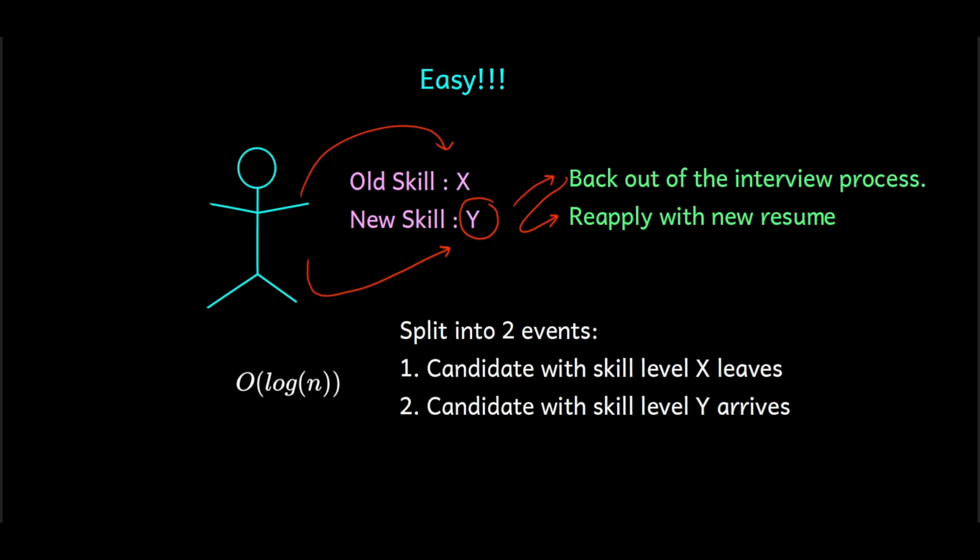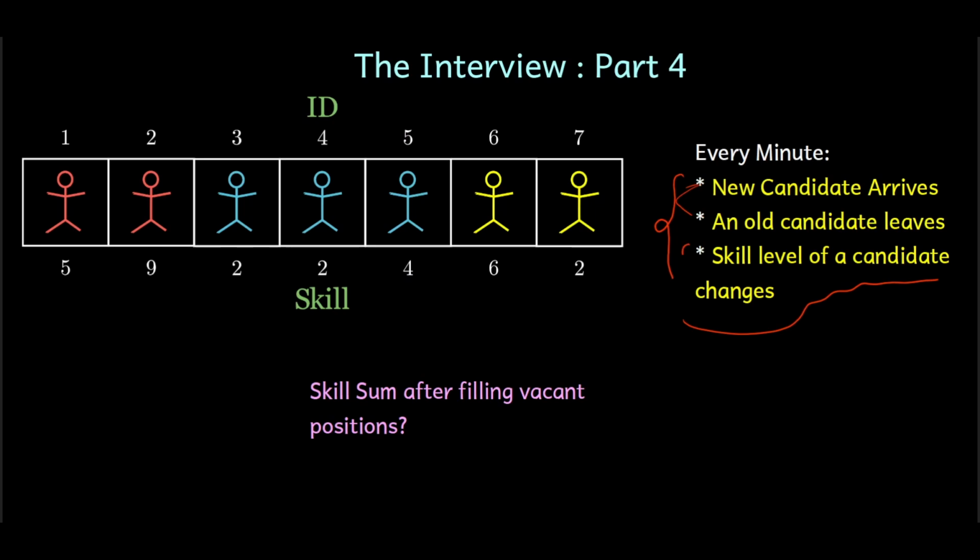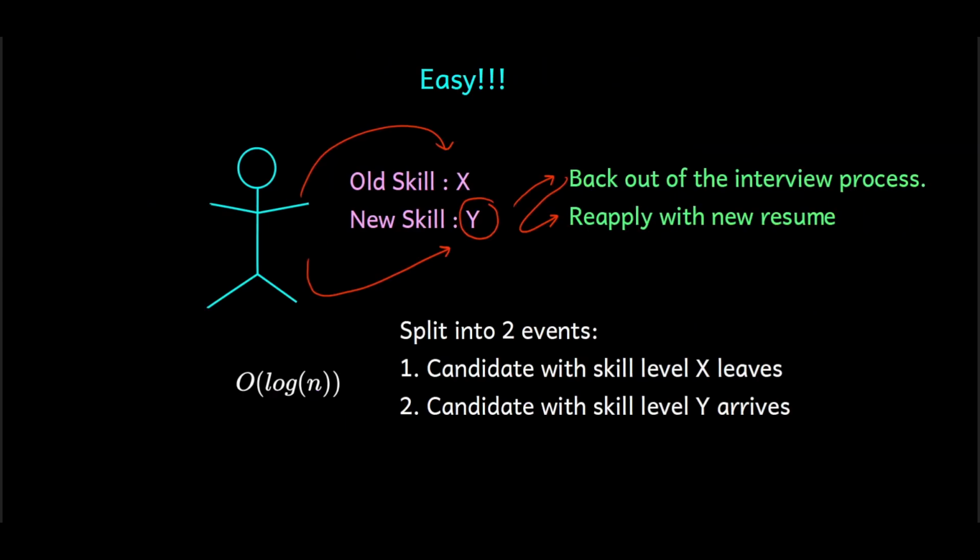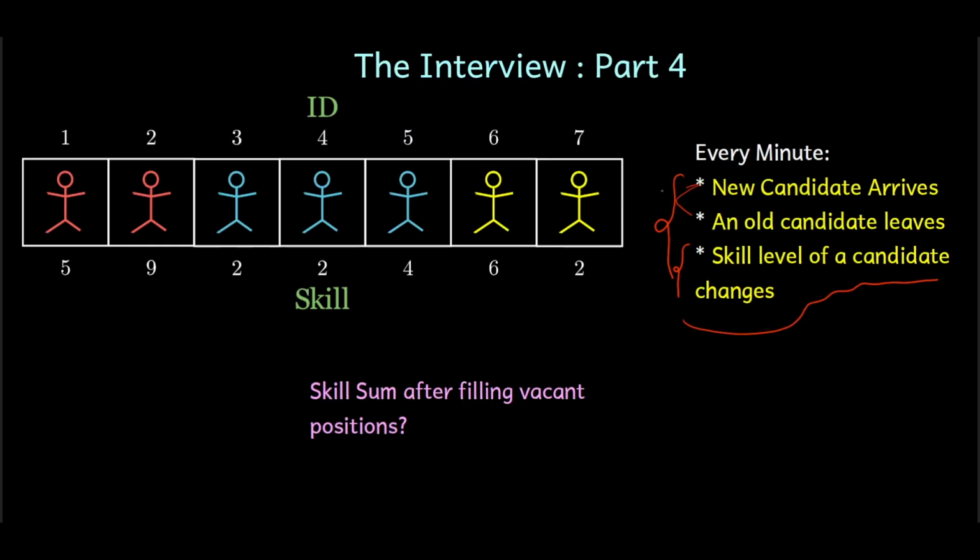So you don't really need to handle this scenario separately, because you can utilize the add candidate and the remove candidate function that you have just written. That's why you can split it into two events. One candidate leaves and another candidate arrives. Therefore we can solve all three versions in O of log n. Now so far so simple, right?